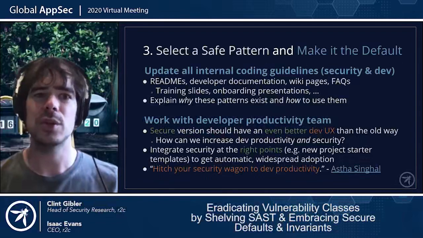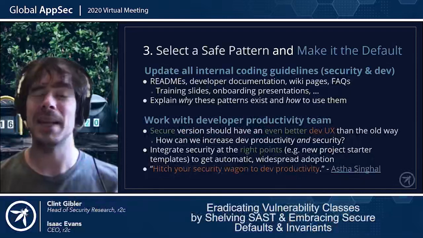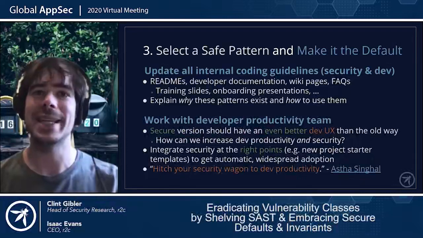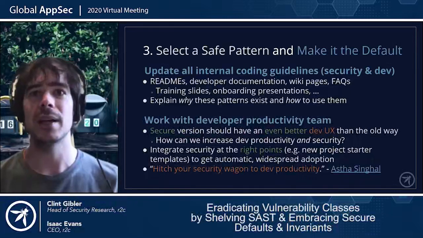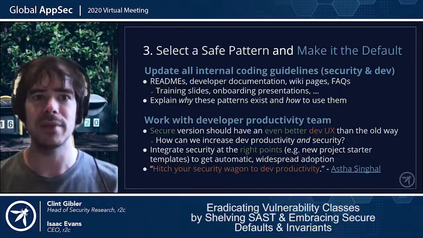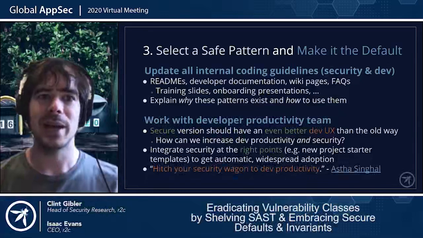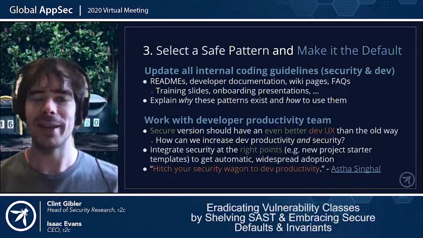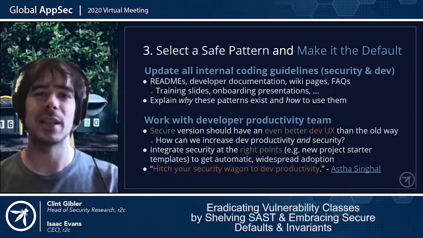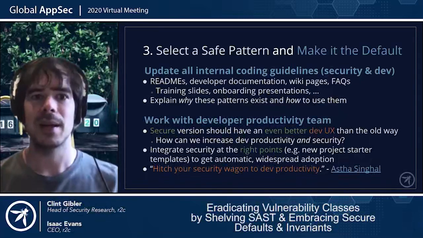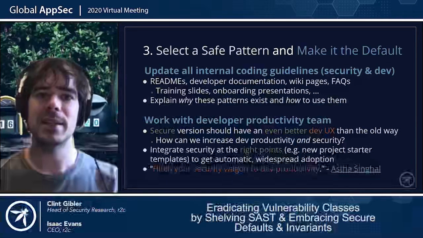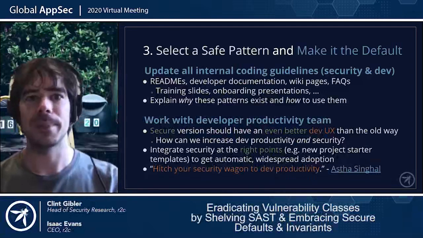I would also encourage you to potentially work with developer productivity teams. So in medium and large size companies, sometimes there's whole teams dedicated to making the rest of engineering more efficient and productive and cohesive. So they probably have some very good feedback and can help you on how we can make the secure version have an even better developer user experience than the old way. This is key to getting adoption. And again, fundamentally, how can we make developers more productive and secure?